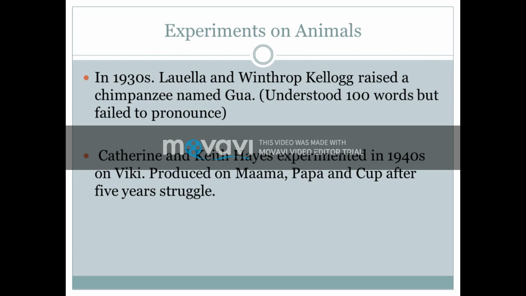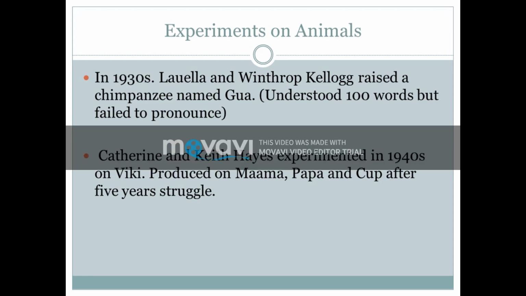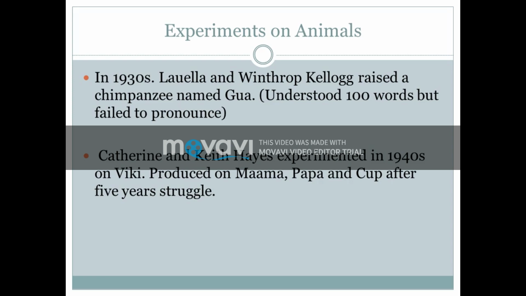Like, when we speak, we produce thousands of words, but after they spent about five years on it, Gua was in a position to understand only 100 words, but was unable to produce a single word. It could understand what they were saying to that specific chimpanzee, but could never produce those words. For example, if they are saying water, he understood that they are talking about water, but he could never produce water.